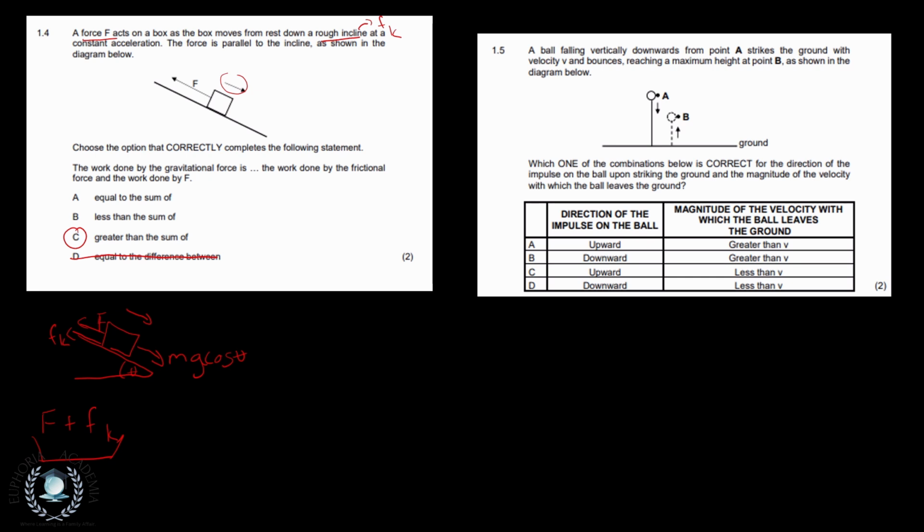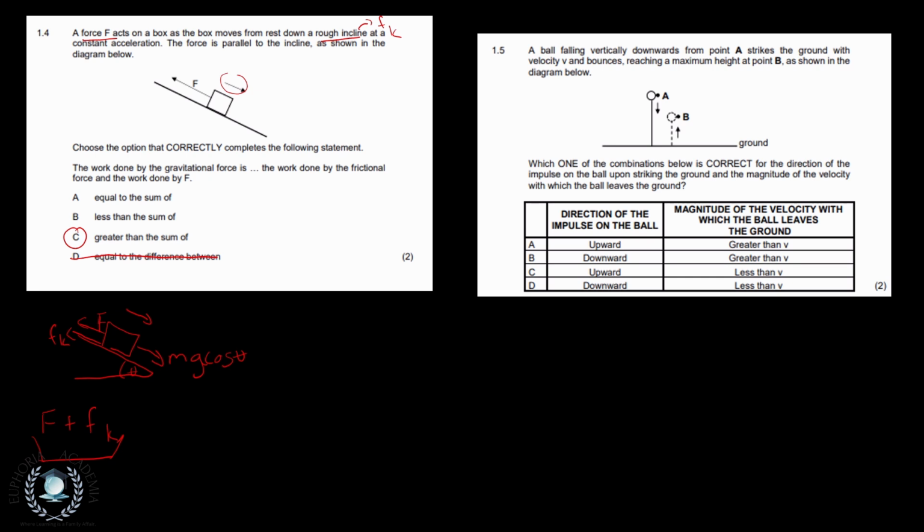Okay, now let us quickly do question 1.5. Question 1.5 says a ball is falling vertically downwards from point A, strikes the ground with the velocity v, and bounces, reaching a maximum height at point B in the diagram below. Which one of the combinations is correct?